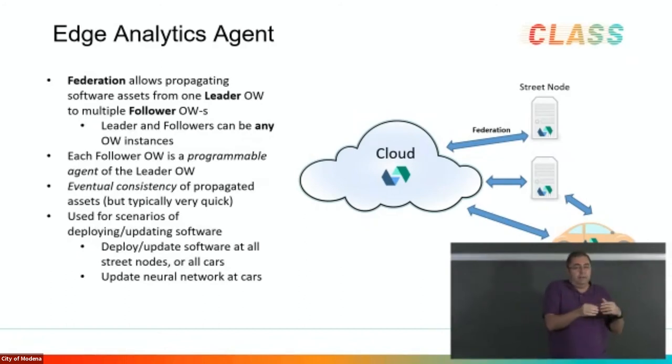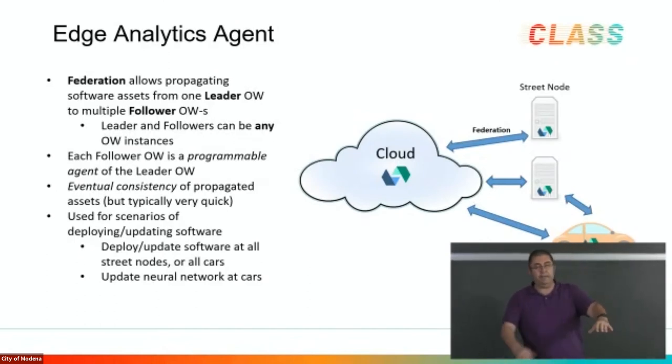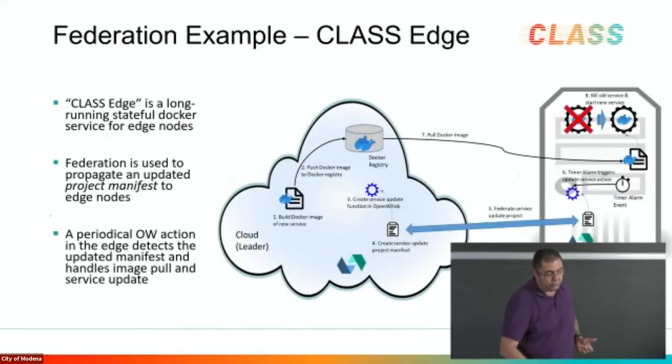So what happens is, if we have an application that is deployed as a set of OpenWhisk functions, you deploy it in the cloud, you just press federate, and that entire application is propagated in an eventually consistent manner to all the designated edge nodes. And this is actually the main use case for federation. So basically we're keeping the same user experience. However, federation is applicable also to non-OpenWhisk assets, which I'm going to show in my near last slide.